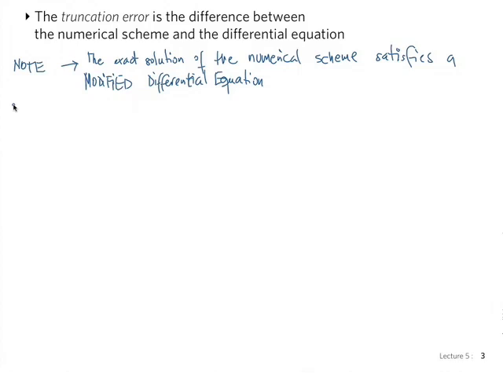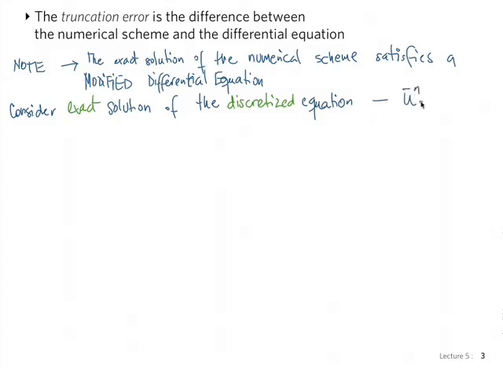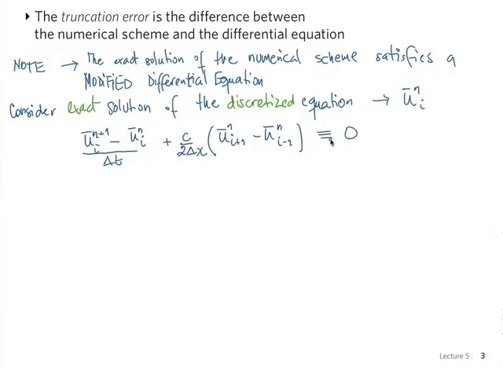So let's consider the exact solution of the discretized equation. And we're going to call the exact solution of the discretized equation u bar n I. So of course, if this is the exact solution of the discretized equation, then it satisfies exactly u bar n plus 1 I minus u bar n I over delta t plus c over 2 delta x times u bar n I plus 1 minus u bar n I minus 1. So this is identically 0 because it's the exact solution of the numerical scheme.